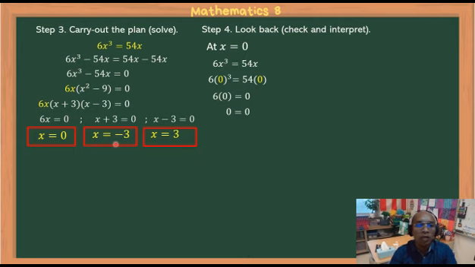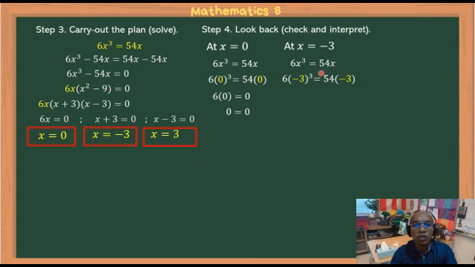So the second value of x is negative 3. So we will check if negative 3 also satisfies the given equation. So at x is equal to negative 3, this is going to be 6x cubed is equal to 54x. So x is equal to negative 3 raised to 3, then is equal to 54 times negative 3.